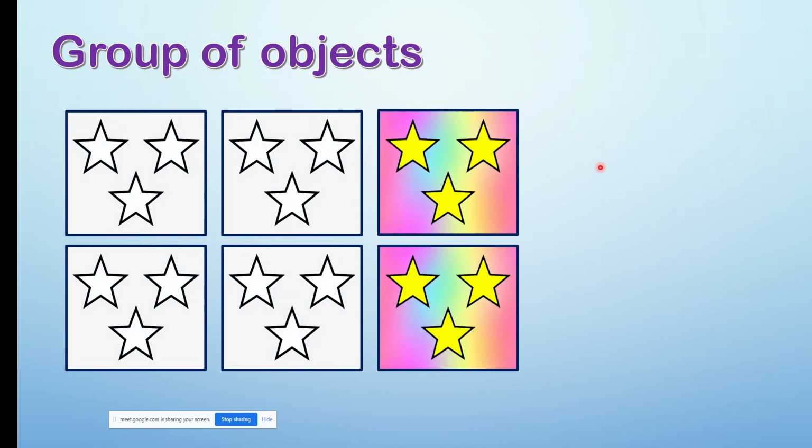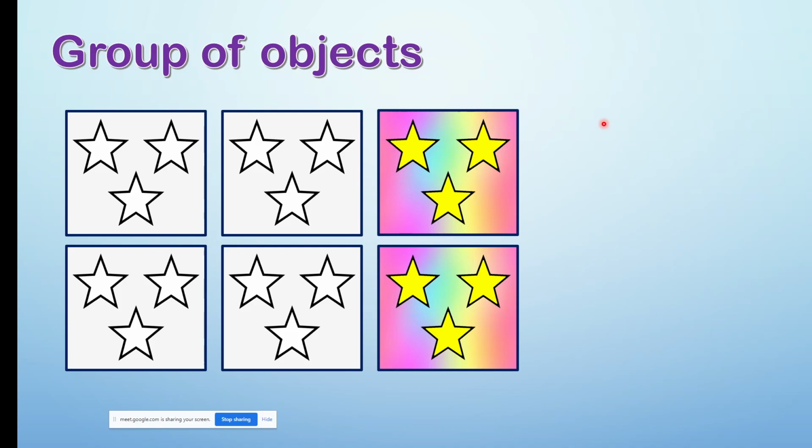You have stars. How many stars are there? Can you count the stars first? How many stars? 1, 2, 3, 4, 5, 6, 7, 8, 9, 10. Are you sure? 3, 6, 9, 12, 15, 18. Right? Yes. 18.